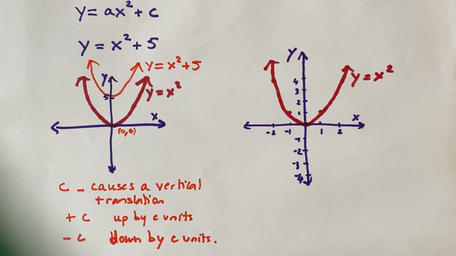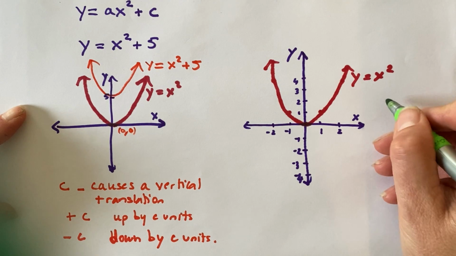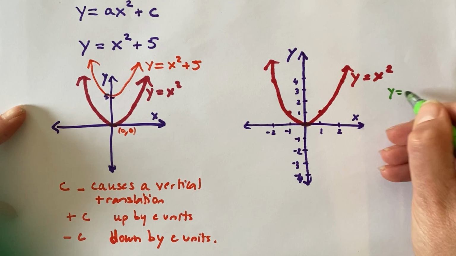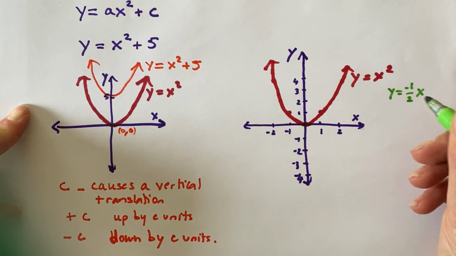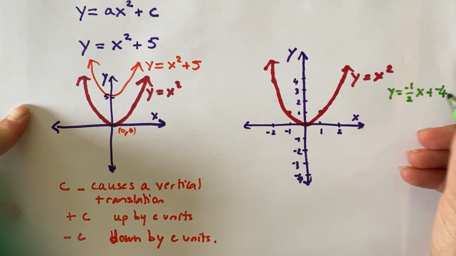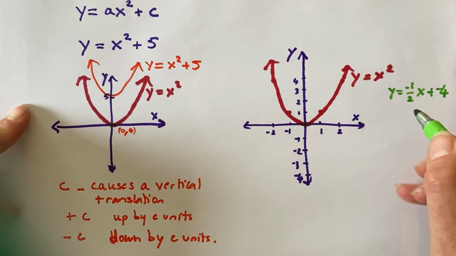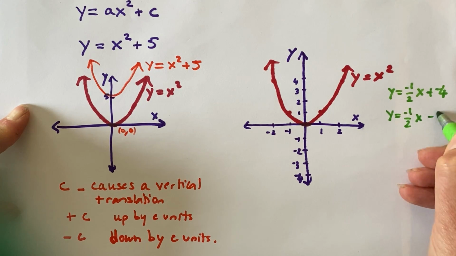Now I want to draw a second function. And let's see, I am going to draw it in light green. And this is going to be called the function y equals -1/2 x squared plus -4. Or we can also write it y equals -1/2 x squared minus 4.